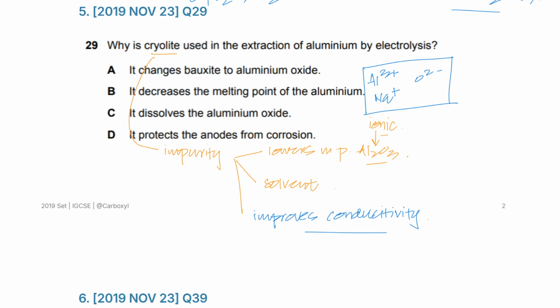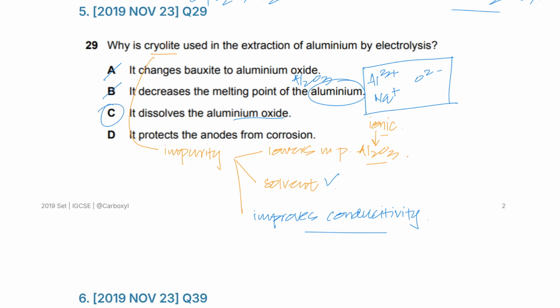No, it just reduces the melting point of aluminum oxide. It decreases the melting point of aluminum? No, it decreases the melting point of aluminum oxide, please. It dissolves the aluminum oxide. Yes, I told you, it is basically also acting as a solvent. So C is correct. Let's look at D.